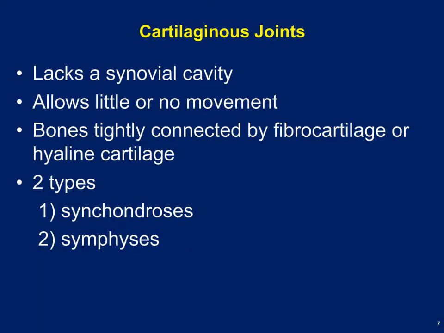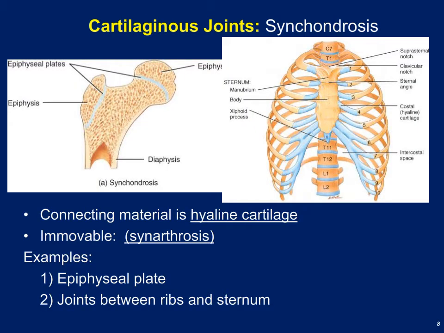The next structural classification for joints would be the cartilaginous joints. Just like fibrous joints, they do not have a synovial cavity, and cartilaginous joints usually allow for little or no movement. Here the material connecting the bones together is usually going to be cartilage. There are 2 different types of cartilaginous joints, and these include synchondroses and symphyses. A synchondrosis is where we have 2 bones or 2 parts of a bone held together by hyaline cartilage. Normally synchondroses are completely immovable, so they would be classified as synarthroses.